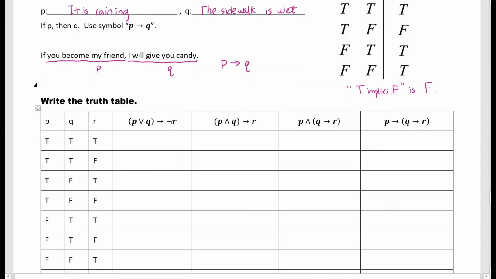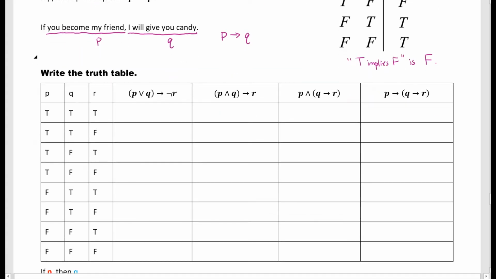Let's complete the following truth table. Now we have P, Q, R, 3 propositions. Let's look at the order. We first compute P or Q, and we compute not R, and then we compute the implication. So P or Q: true or true is true, right? And then not R. R is true, so not R is false. True implies false is false. So this is false, right?